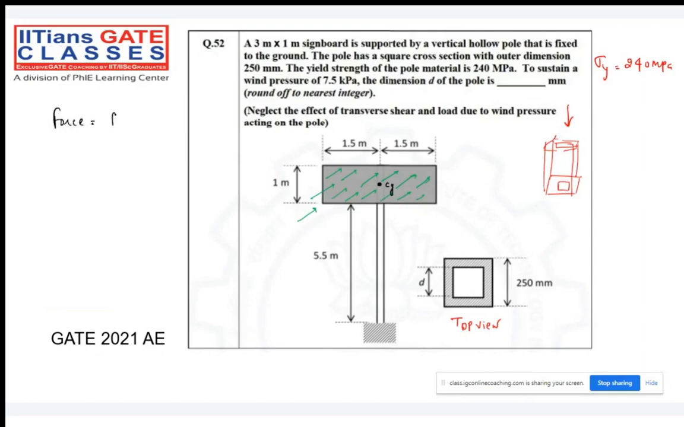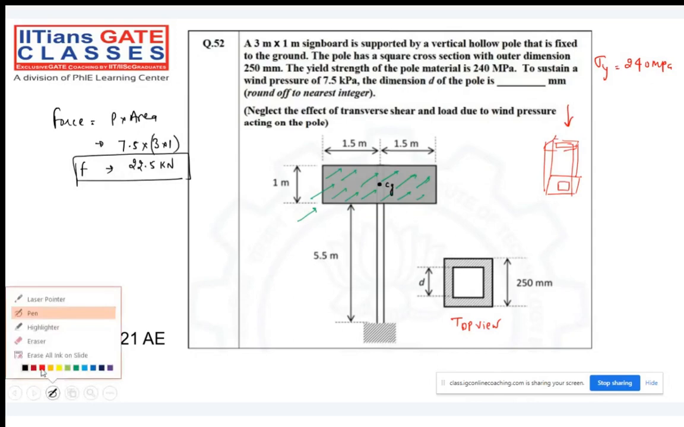P into the area of that particular signboard. What is the pressure? 7.5. And what is the area? 3 into 1. So when you just calculate, you will be getting what? 22.5 kilonewton of force. This is the force, my dear friend, that you are getting.